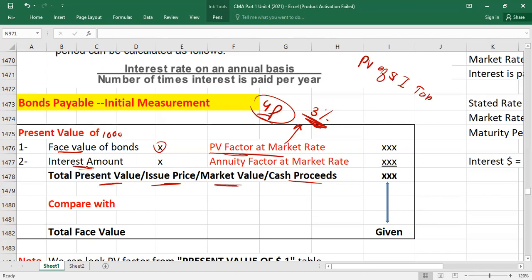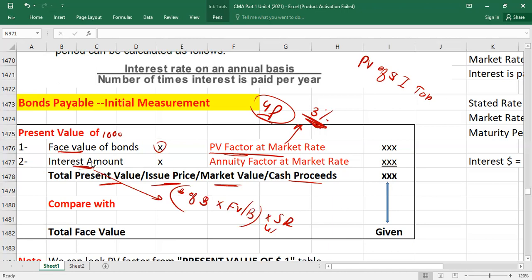Second, you have to take interest. First, how will interest be calculated? We will take the number of bonds, multiply by face value per bond, and multiply by the stated rate. What's the stated rate? 4% in my example now. Adjusted rate, right? 4%. Understood? So I will multiply with the 4% and get the interest amount here. Clear? Then I will multiply with what? With the annuity factor.